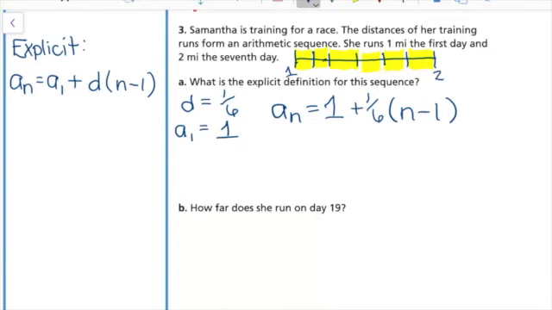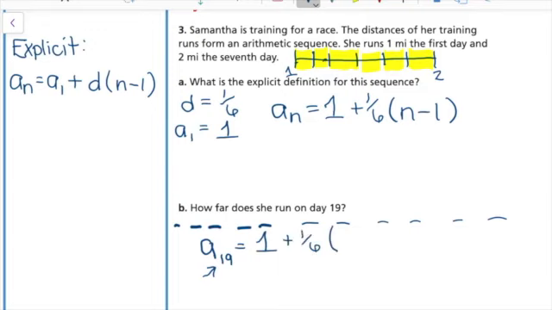Why is this helpful? This is helpful because instead of having to write out 19 days, so how far does she run on 19 days? 1, 2, 3, and filling in all of those blanks to figure out on the 19th day, instead I could say A sub 19, so that's just what term, is 1 plus 1/6 times 19 minus 1. Type that in your calculator.